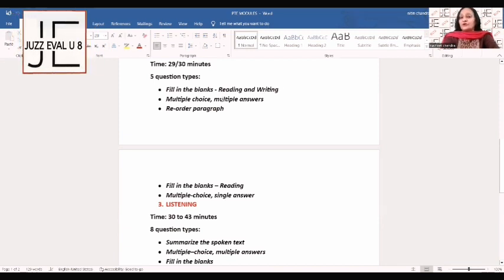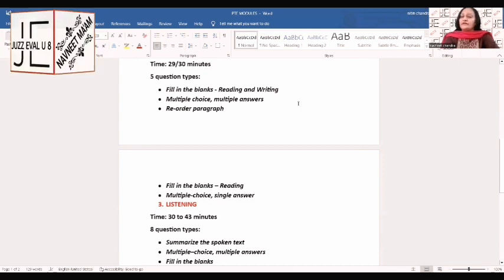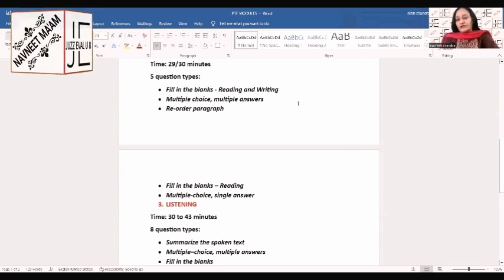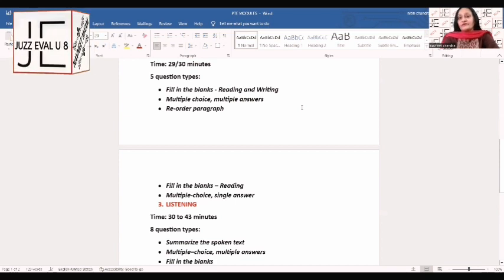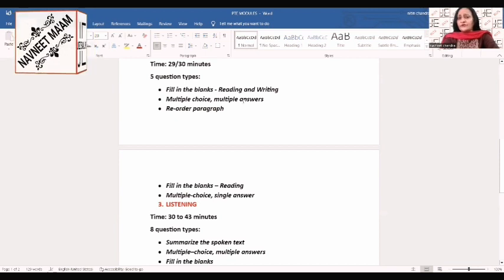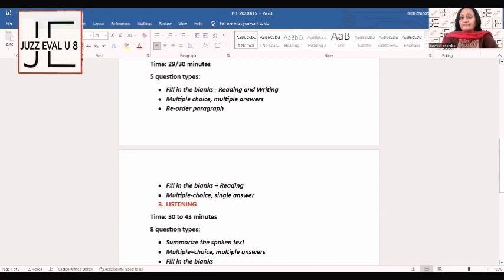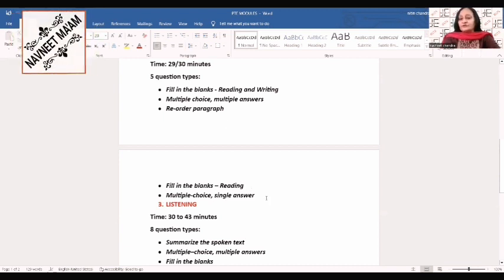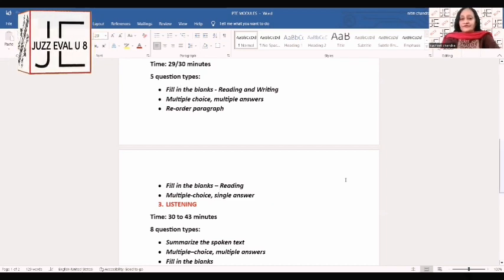Then you have multiple choice, multiple answers. Here there is negative marking in this question. There are a total of 3 questions where you have negative marking: -1 for a wrong answer, +1 for a right answer. Just this question here in reading. Then the next is reorder paragraph. Then fill in the blanks, where you are only scored for reading. Then multiple choice, single answer. So you have 5 different types of questions in reading.